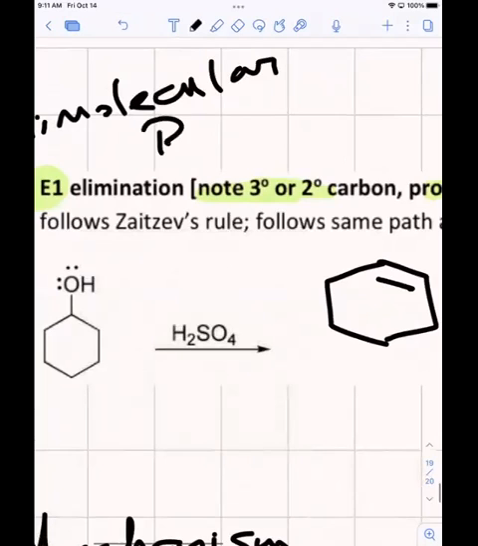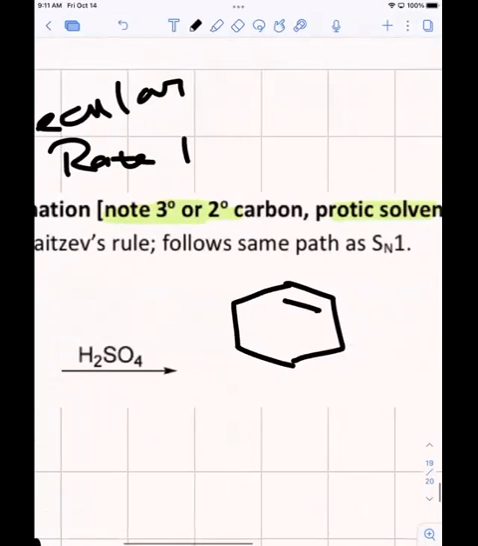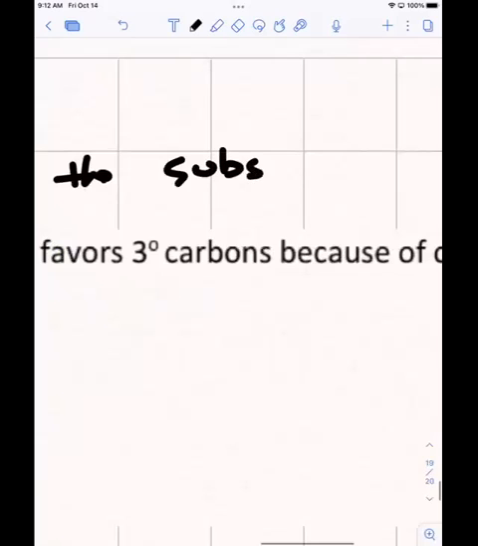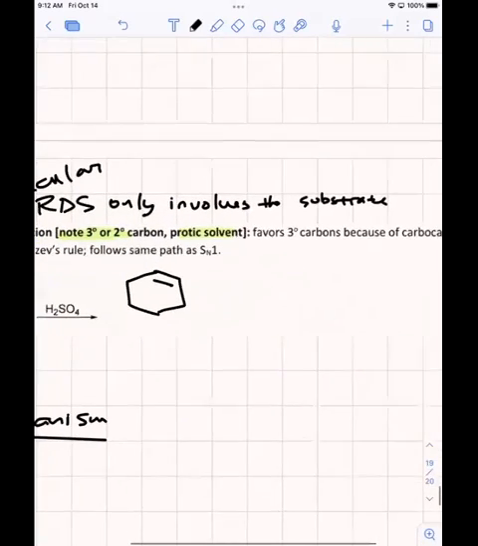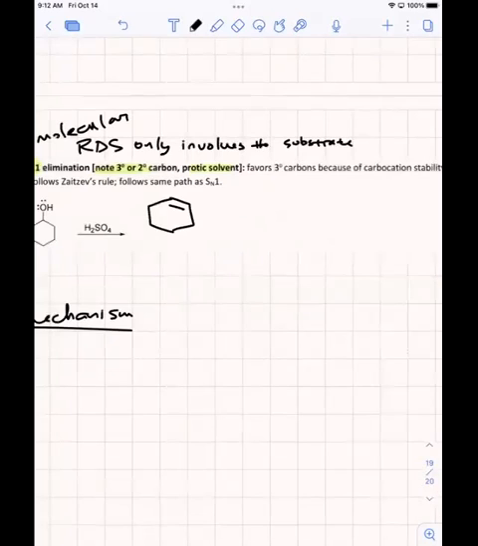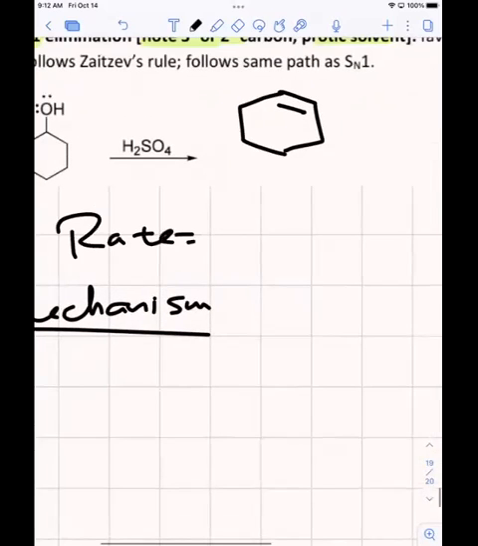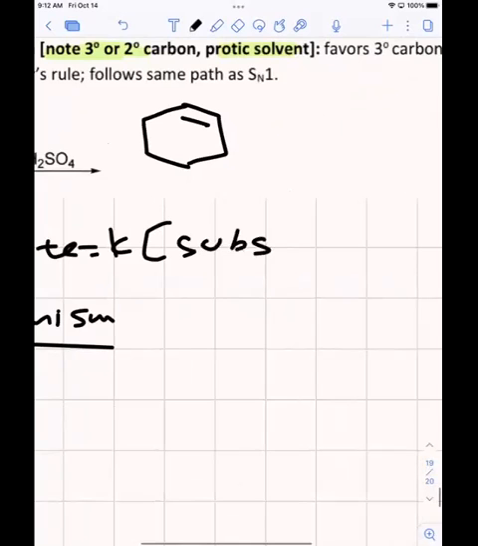So we can say that the rate determining step, just like SN1, only involves the substrate. So what would the rate law be for E1? k times the concentration of the substrate.